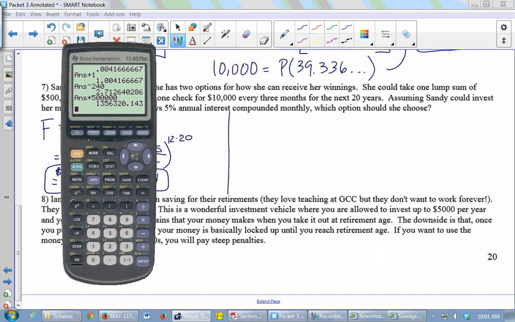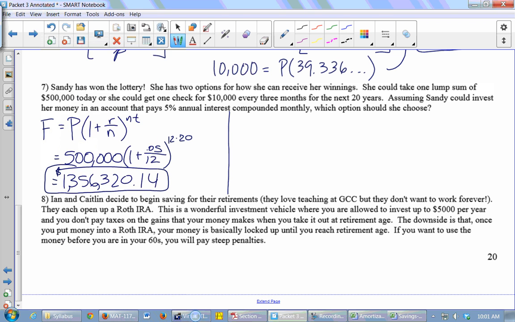Okay. Option 2, she's going to get a $10,000 payment every 3 months for the next 20 years. And every time she gets a check, we're going to assume she just puts it right in the bank into an account earning 5% interest. What's the matter, April?